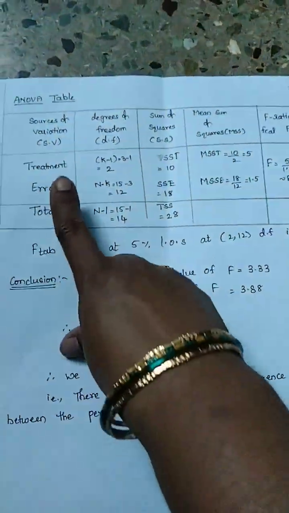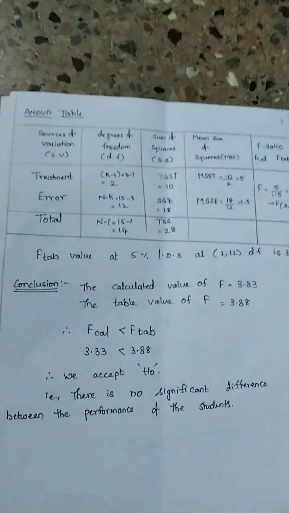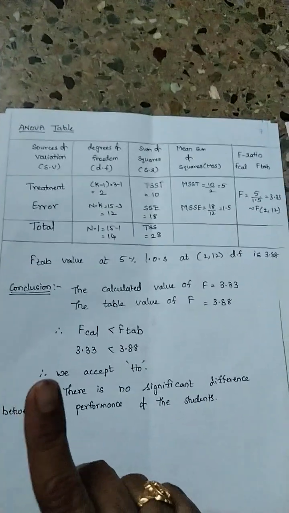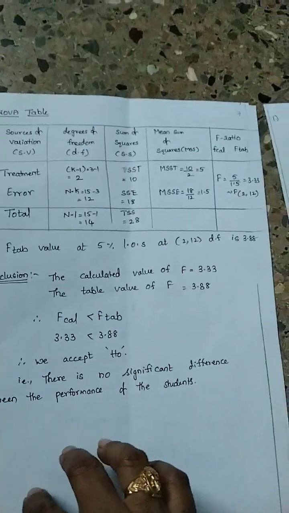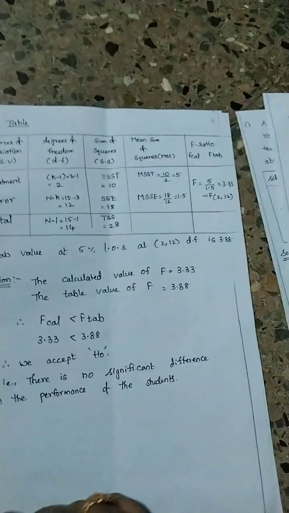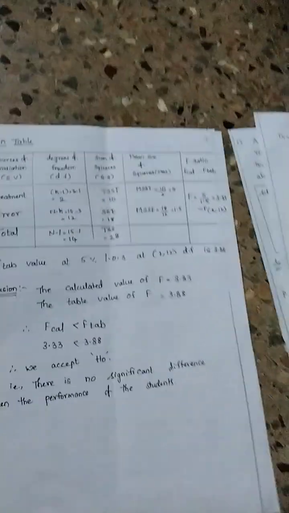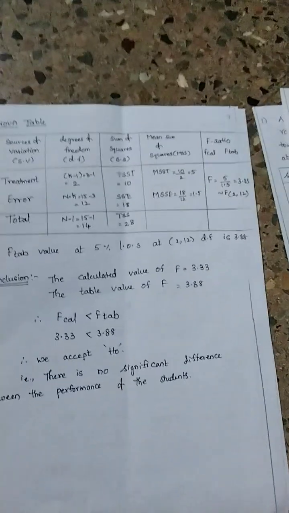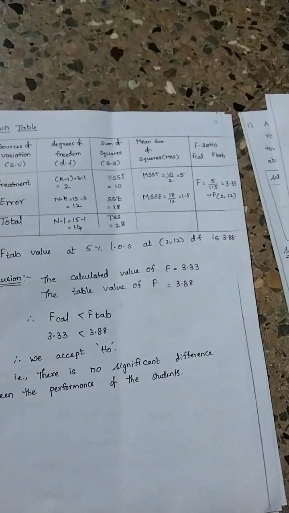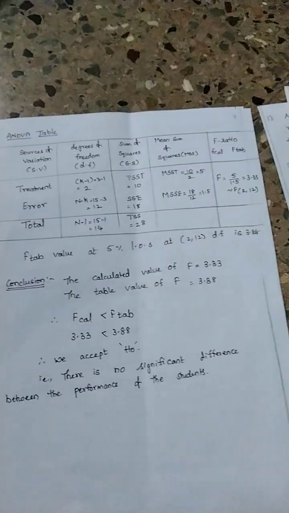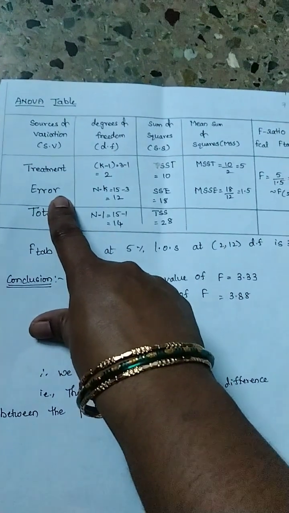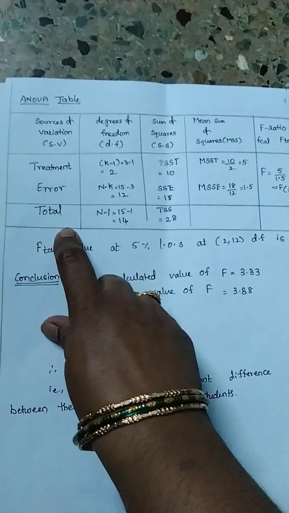So in ANOVA one-way classification, you will have only treatments. For those treatments, you are going to have error. What is meant by error, which is also called residuals? The values which you get by chance causes, we are going to write over here. That is error. Error, degrees of freedom and total. These are the sources of variation for you.